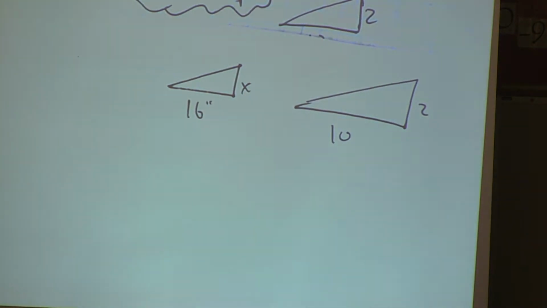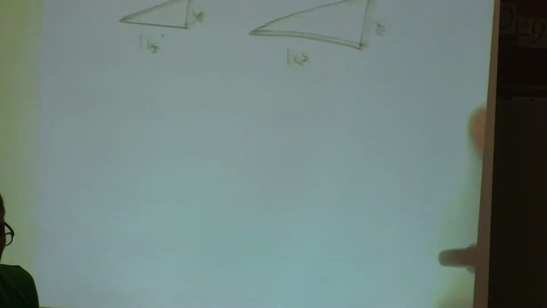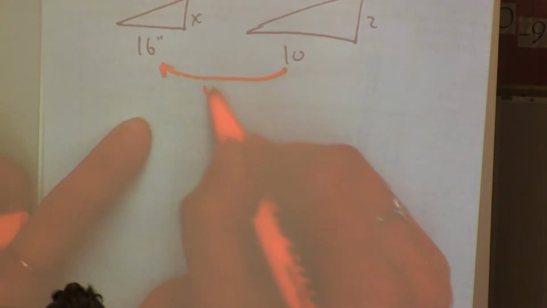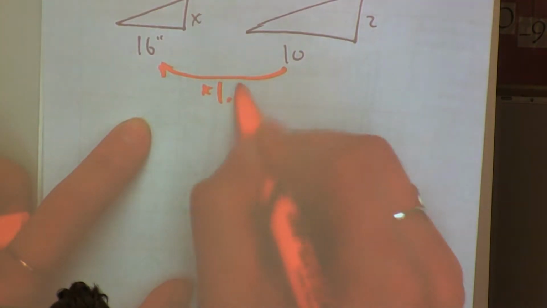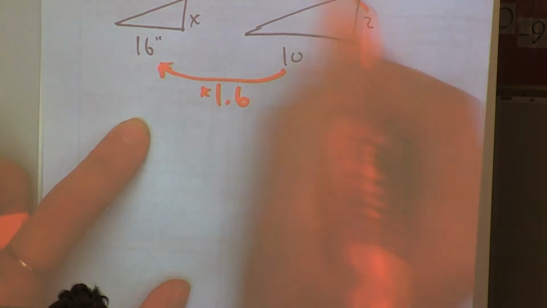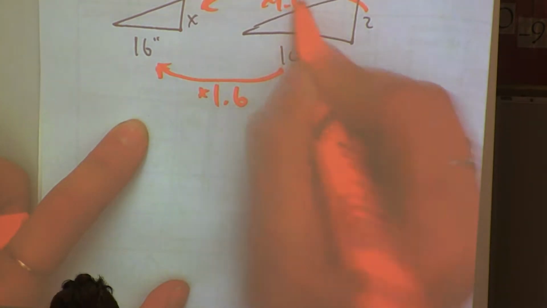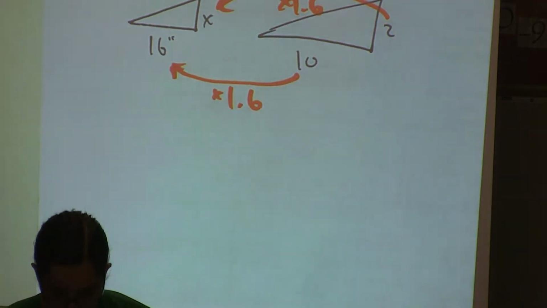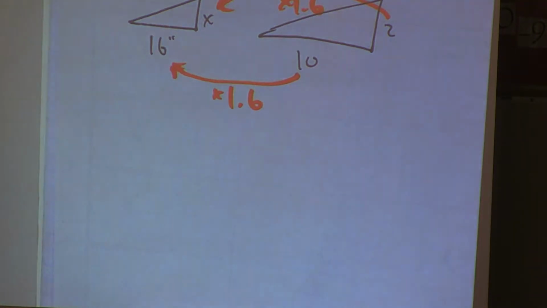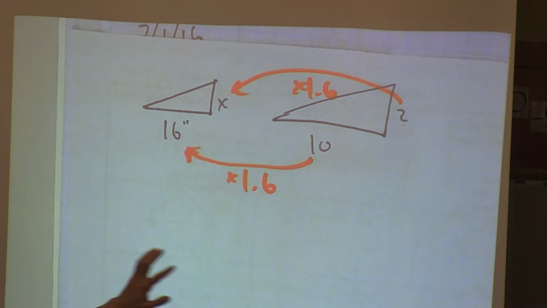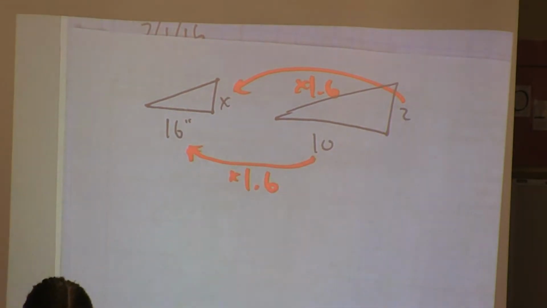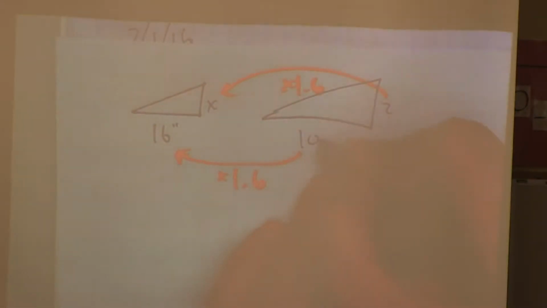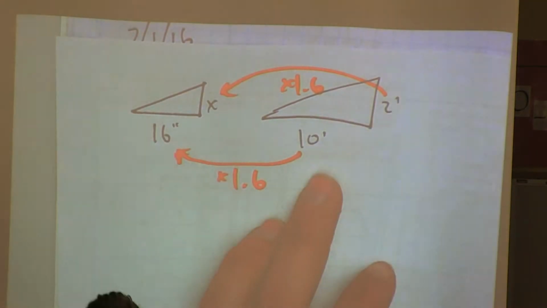Okay? So, of course, I would look for my multiplier. What's my multiplier from 10 to 16? 0.6? 1.6. So what's 2 times 1.6? Oh, good. Okay. We'll talk about this. Some of you guys are saying we want to change this. This is in feet. This was 10 feet and 2 feet. And we have talked about this in class, of changing it into inches.